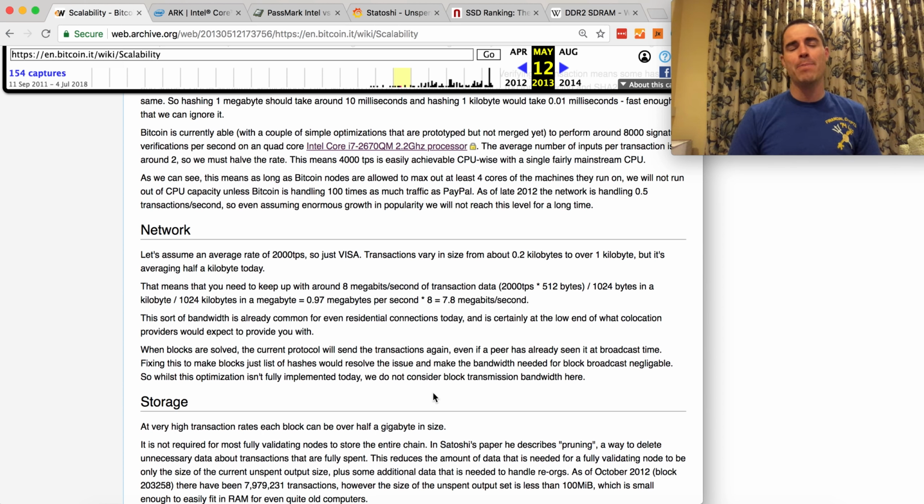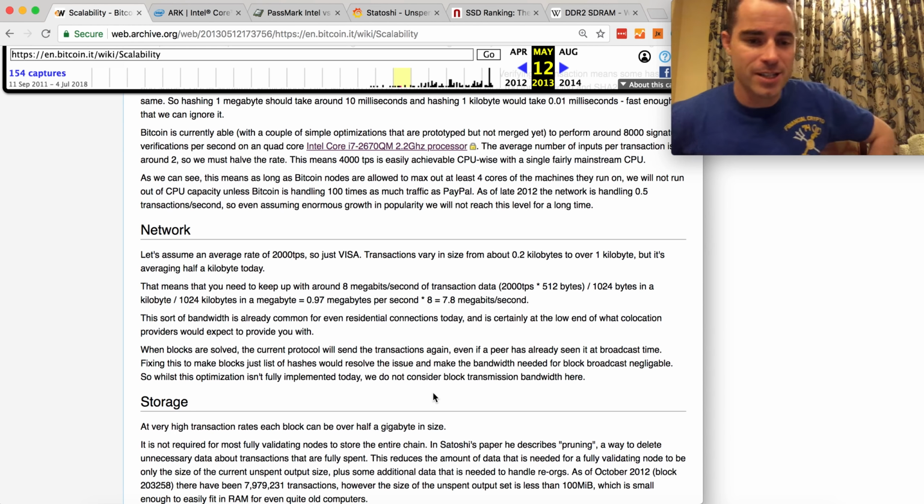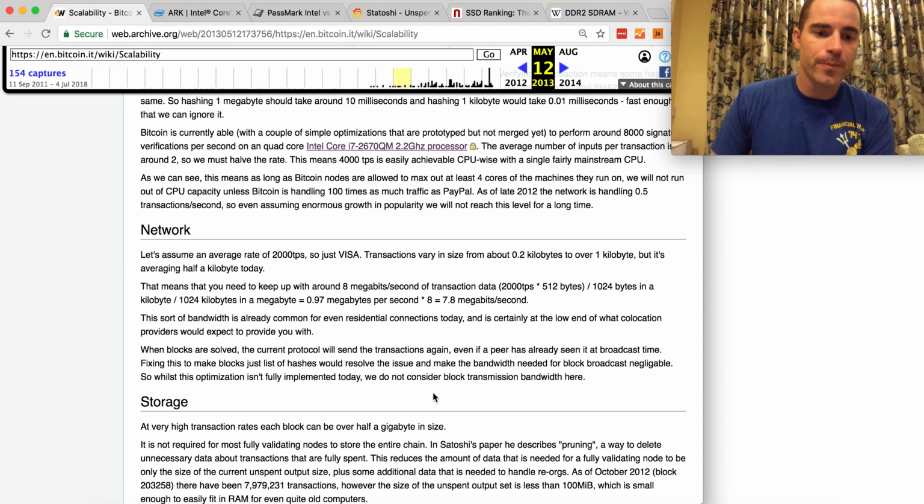In Asia, you're looking at somewhere in the ballpark of $30 a month, certainly less than $50 a month. Anyhow, and if you're in a data center, I think 100 meg connections up and down is like the starting point at this point. In fact, it's probably even gig connections at this point. So anyhow, you need 8 megabits per second worth of bandwidth to keep up with Visa. So this sort of bandwidth is already common.